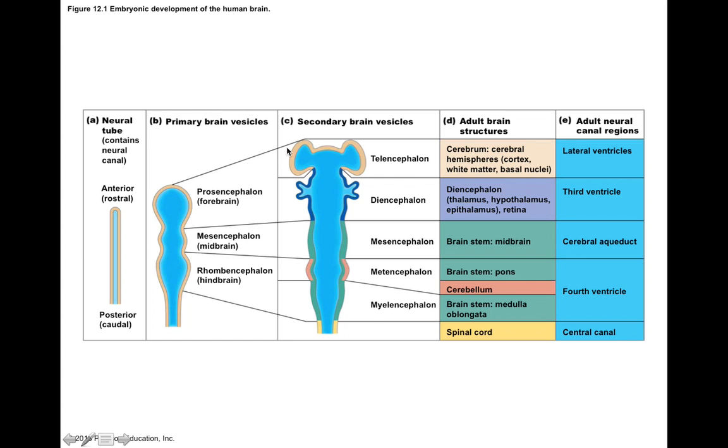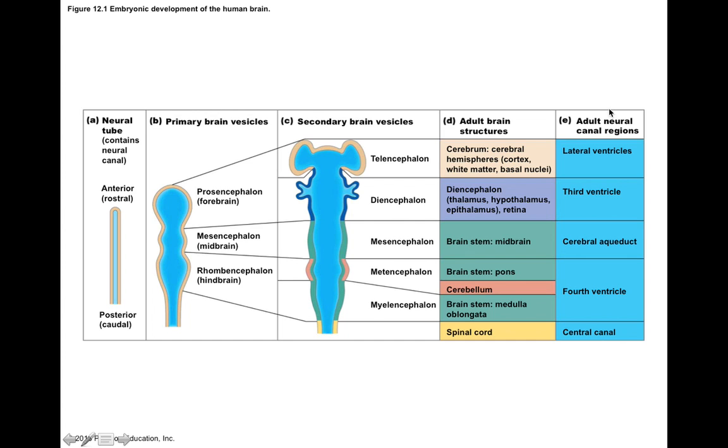And now these structures here will begin to differentiate further in development into adult brain structures, where the telencephalon makes things like your cerebral hemispheres. Your diencephalon stays as the diencephalon, which includes your thalamus, hypothalamus, and epithalamus, as well as the retina of your eye. The mesencephalon is the midbrain, and then our metencephalon becomes the pons and cerebellum, where our myelencephalon becomes the medulla oblongata.